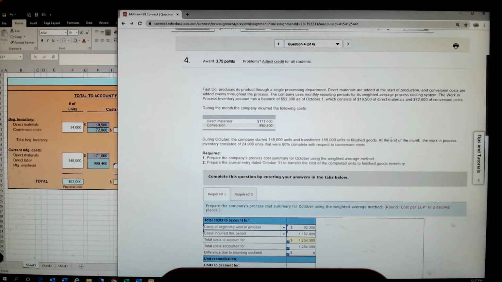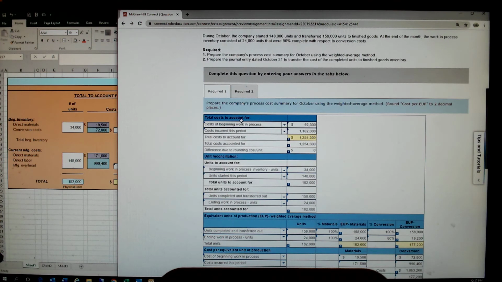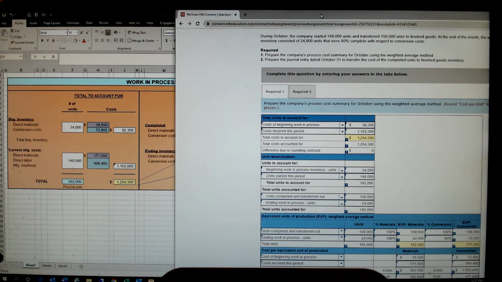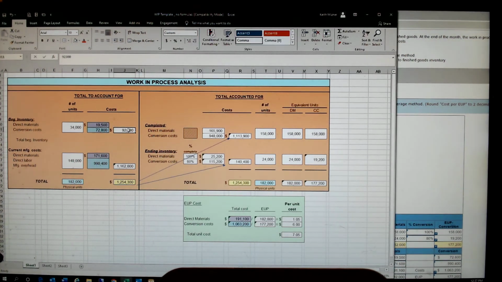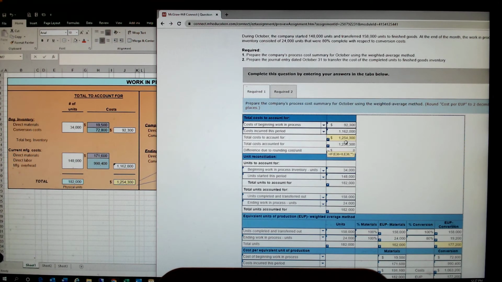What do the authors want to know? Well, first they want to know the total cost to account for. What are they asking for? They're asking for just this column. Well, actually just this right here. That's all they're doing. Total cost to account for, it's got to be the same amount, of course.